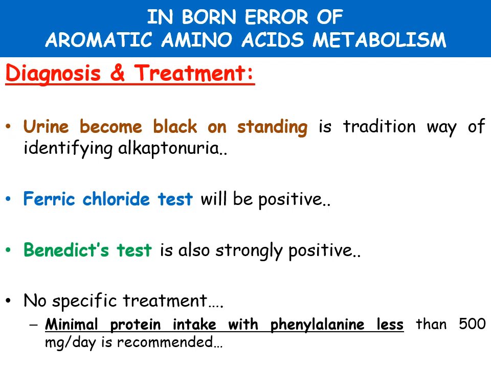Diagnosis is very simple. The urine becomes black on standing or keeping it for some time. That is the traditional way of identifying the alkaptonuria patient. Homogentisic acid is a reducing substance, so it also gives a positive Benedict test. Again, the ferric chloride test is positive in patients with alkaptonuria. The patient does not require any specific treatment, but the main thing is minimum protein intake with less phenylalanine, which is recommended for the patient having alkaptonuria.